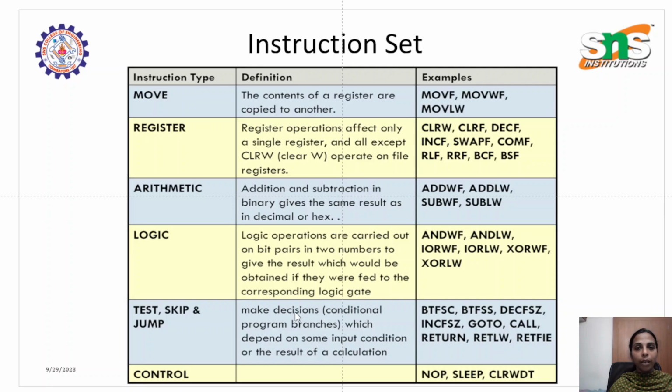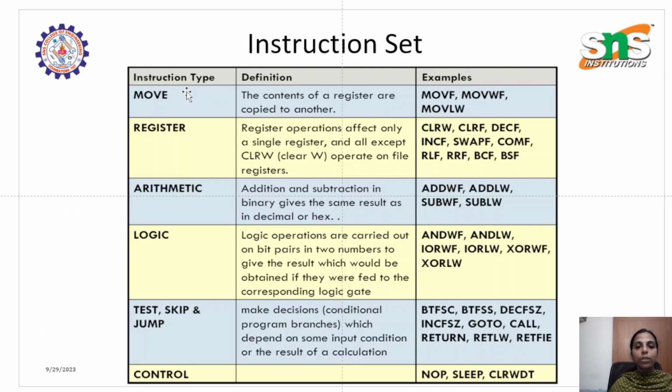PIC16F877 has 35 instructions altogether. Each and every instruction is 14 bits in width, and this PIC16F877 follows RISC architecture. That is, many operations are combined together to give a single instruction. So altogether 35 instructions are there, and these 35 instructions are categorized into 6 different instruction sets.